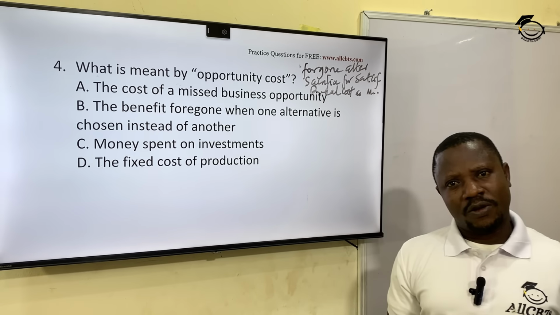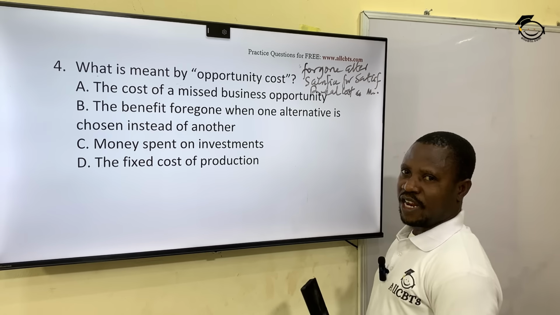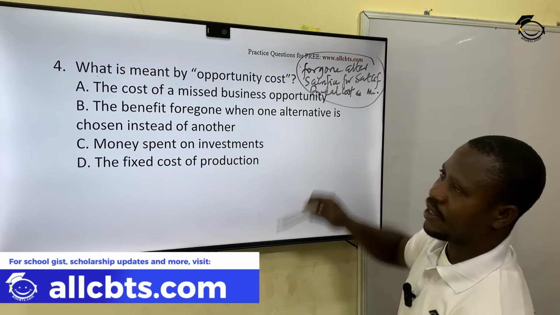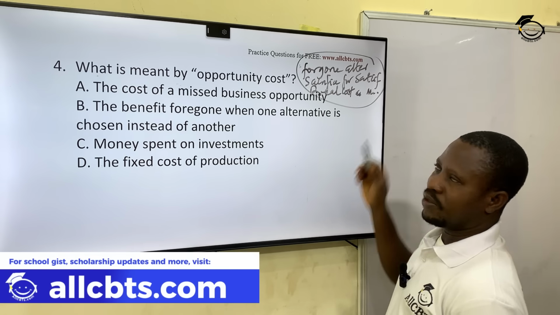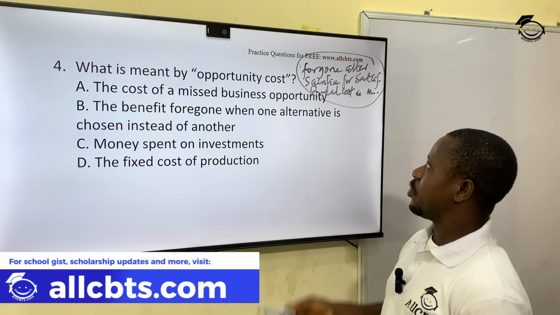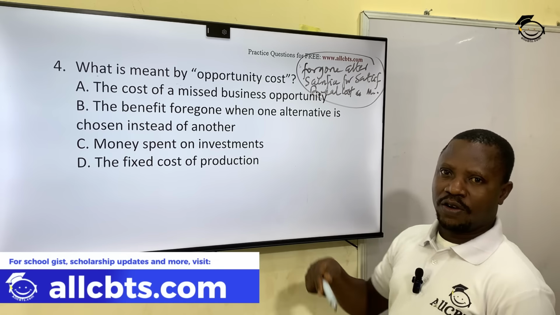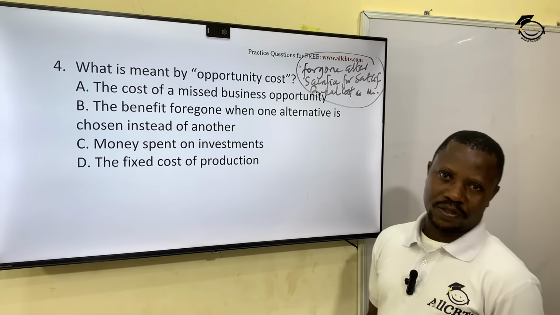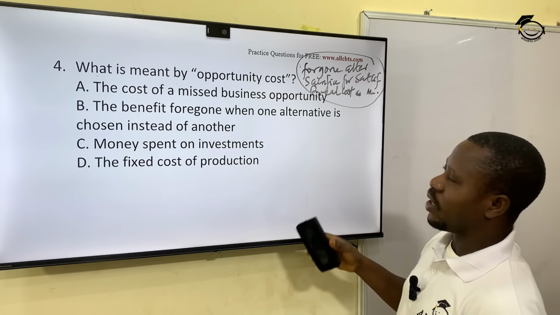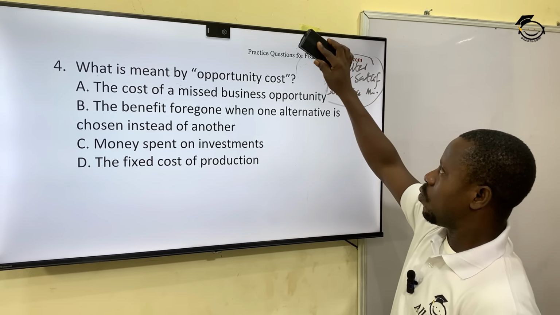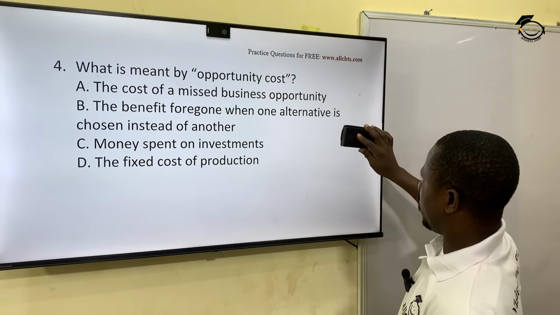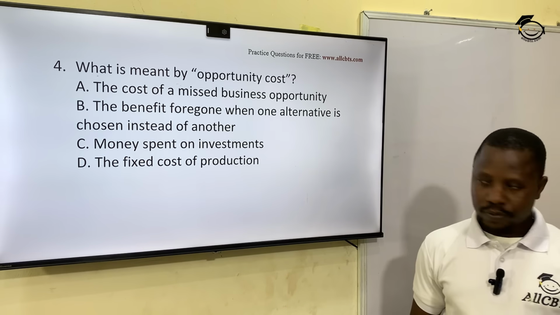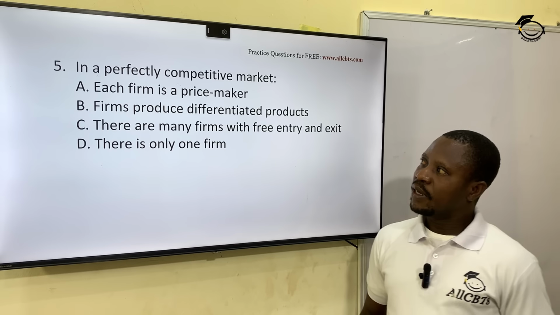Anytime you hear the concept opportunity cost, please let these three statements ring in your head. 1, foregone alternative or alternative foregone. 2, sacrifice for satisfaction. 3, real costs. Okay? What you actually sacrifice to get what you want. Very well. So we'll move on to the next question.